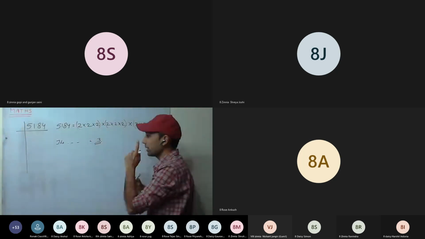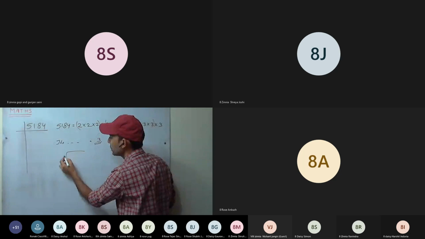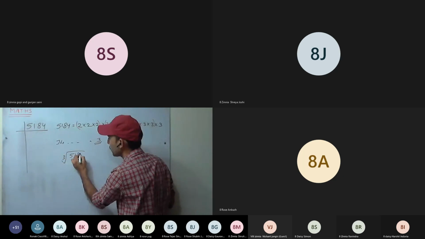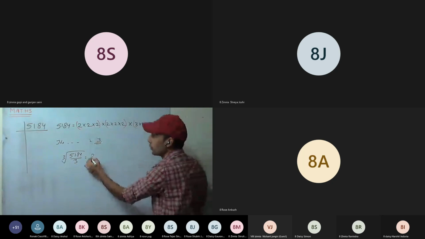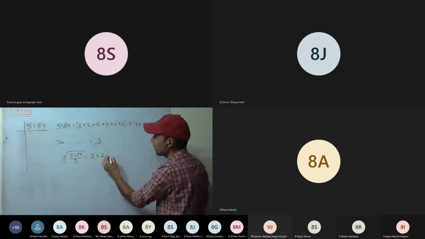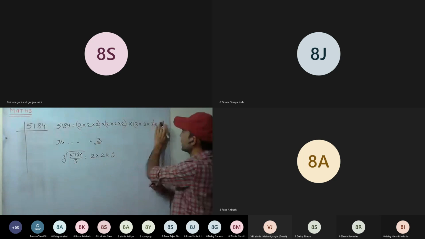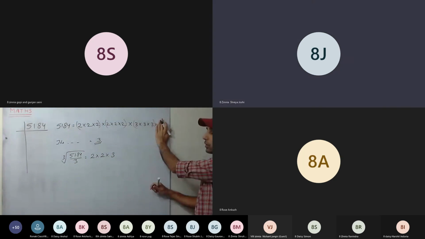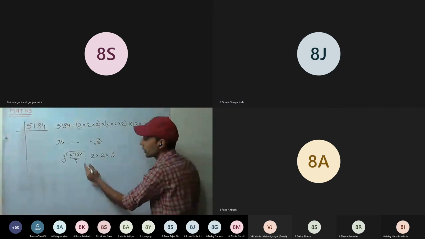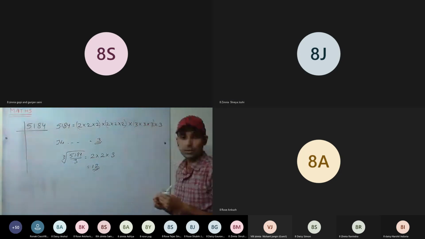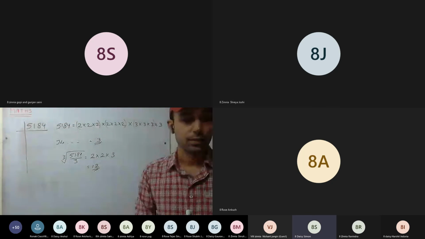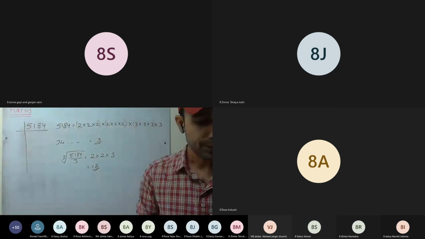And we have to find the cube root of the resultant number. That means we have to find the cube root of 5184 divided by 3. It will be how much? 2 from here, 2 from here, 3 from here. This we already divided. 12. So it is 12. Have you understood? Yes, sir. Now try to complete this as well.